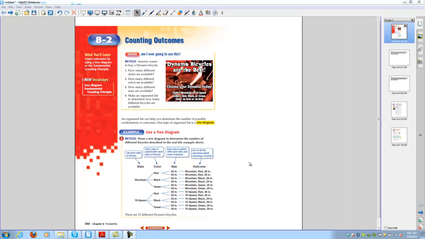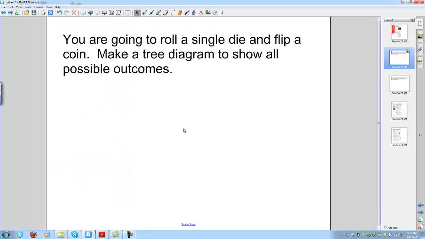So we want to be able to build our own tree diagram. Now this has given people problems in the past before, so I want to do a couple of different examples of it. So you're going to roll a single die and flip a coin. Make a tree diagram to show all the possible outcomes. So we've got two different events happening here. Okay, we're going to roll a die.